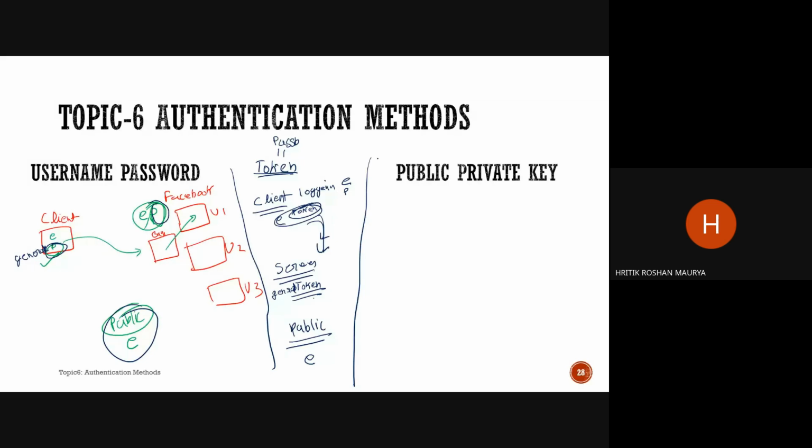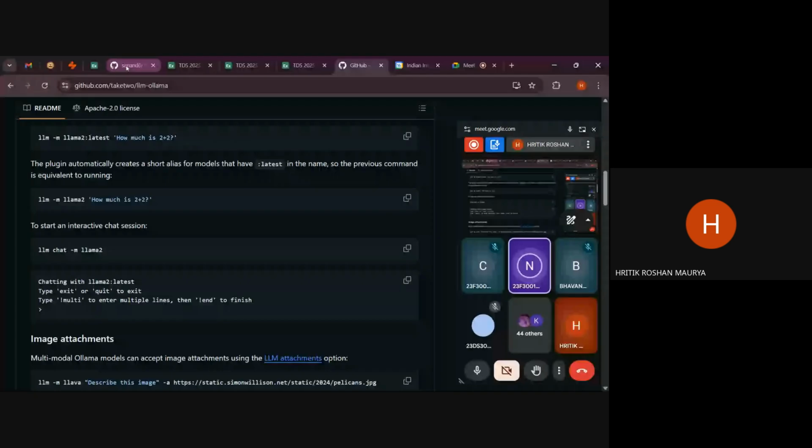But generally with tokens, what we did, the client logged into OpenAI with its email and password. Then OpenAI generates a token and says, go take this token, and whenever you want to use my models, you can use this token. The same thing was happening here.